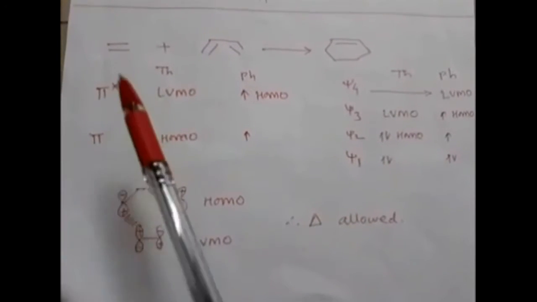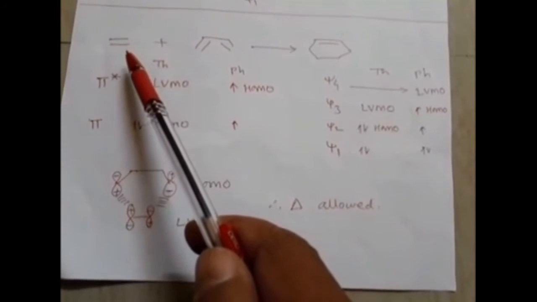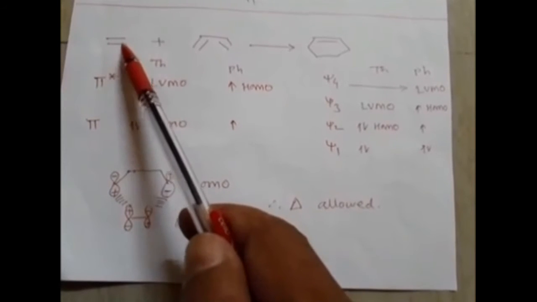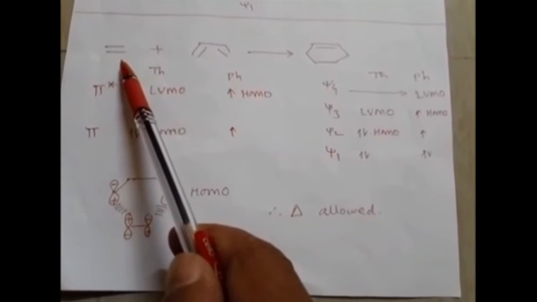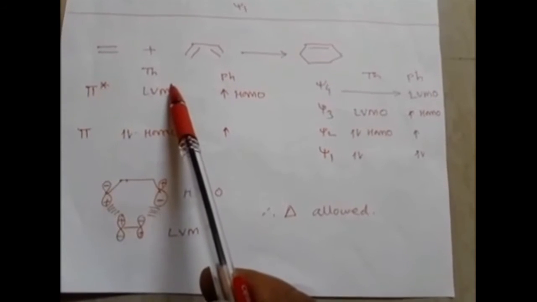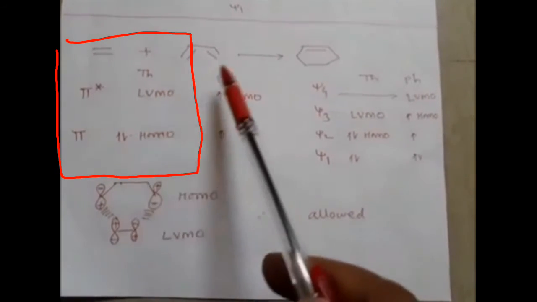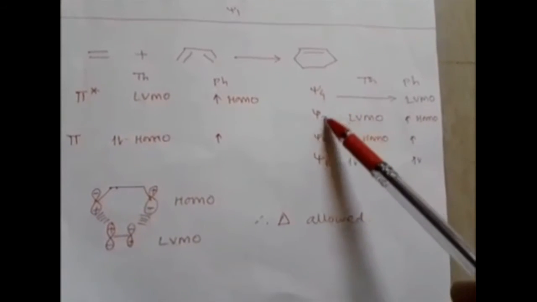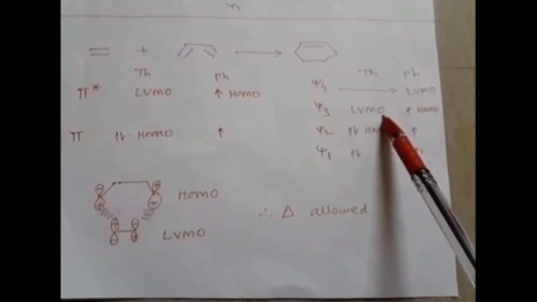Now let us discuss how this reaction is a thermal reaction. So friends, see the situation here. This is the pi electron and these are the 2 pi electrons. So here there are 2 electrons present in the bonding molecular orbital, whereas the anti-bonding orbital remains vacant. So this is HOMO and this is LUMO. Whereas here 4 electrons are involved. That's why there are 4 orbitals, psi 1, psi 2, psi 3 and psi 4. So psi 2 is HOMO, that is highest occupied molecular orbital, and psi 3 is LUMO.